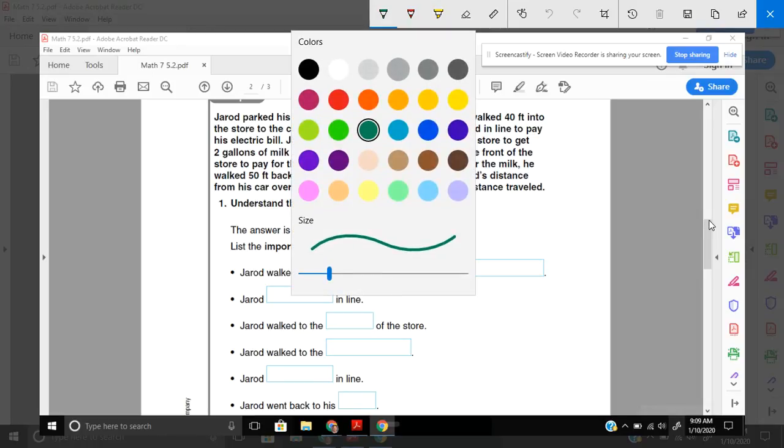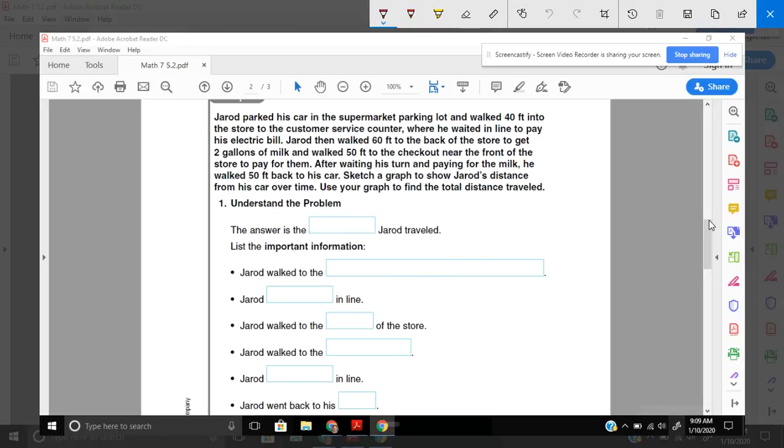...where he waited in line to pay his electric bill. Jared then walked 60 feet to the back of the store to get some milk and walked 50 feet to the checkout near the front to pay for it. After waiting for his turn, he walked 50 feet back to his car. Sketch a graph to show Jared's distance from his car over time.